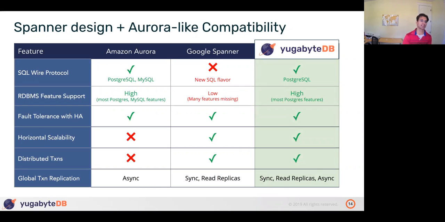So we said, here's the set that we wanted to go for. PostgreSQL compatible. In fact, it's Postgres and Apache Cassandra, but we'll deal with that later. We're talking mainly about SQL here. It's a high degree of support for most of the Postgres features. So Yugabyte supports stored procedures, triggers, partial indexes, a lot of extensions, some of the more complex features, and retains the Spanner characteristics of HA, horizontal scale, and distributed transactions, and does both synchronous and asynchronous replication.